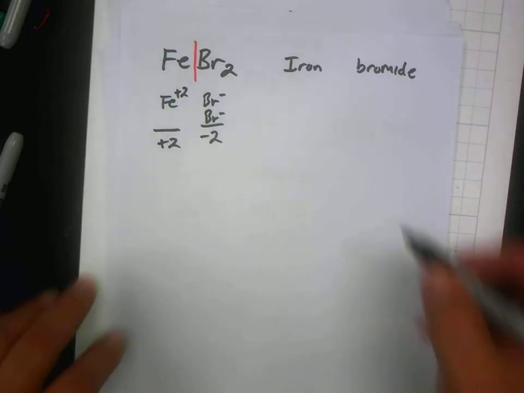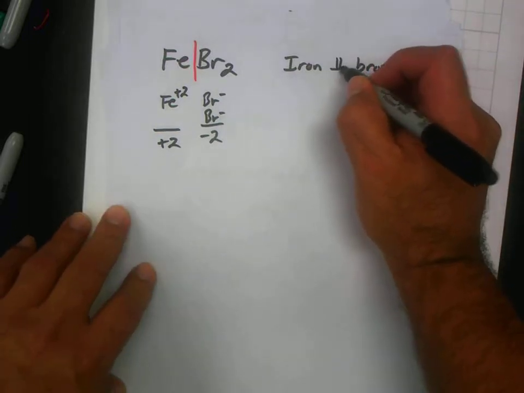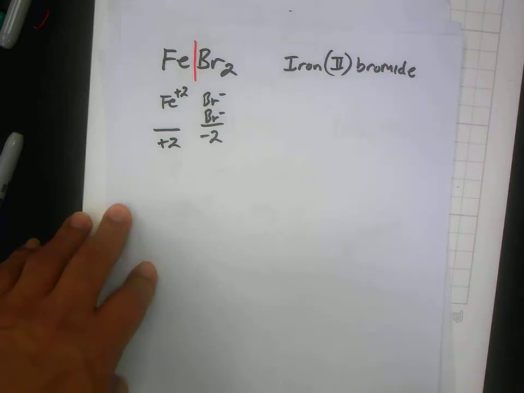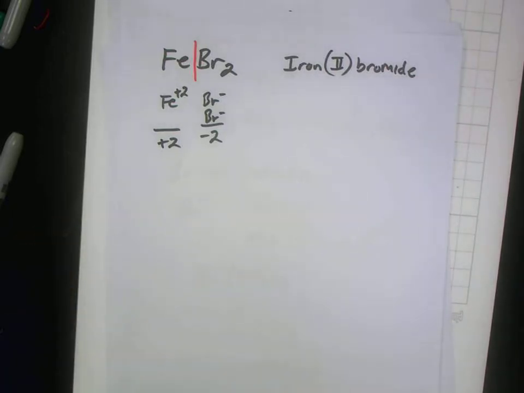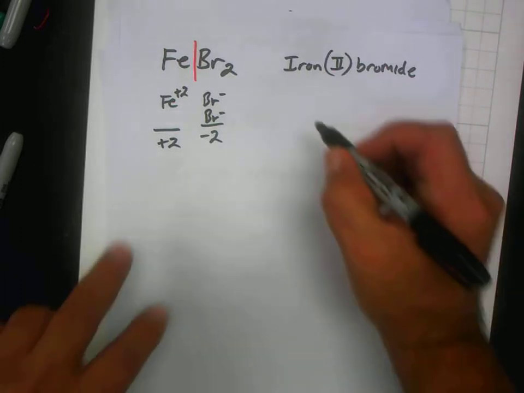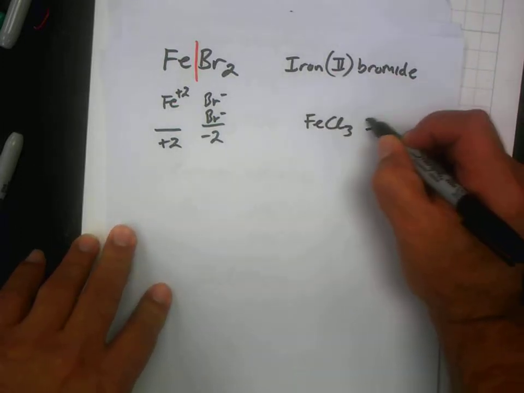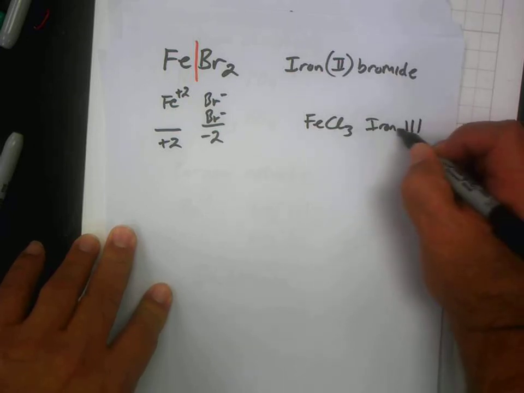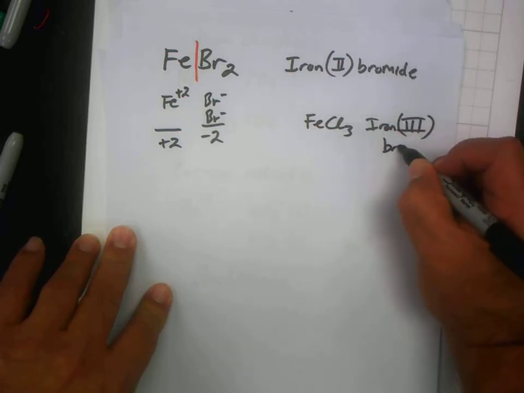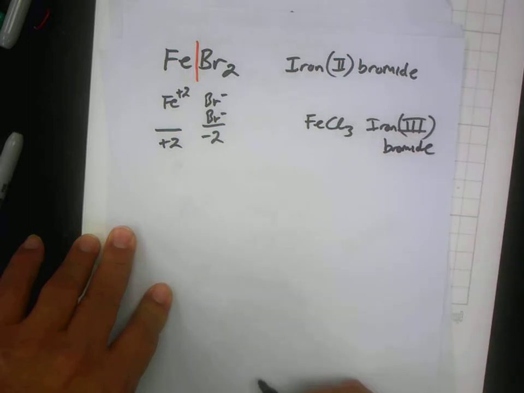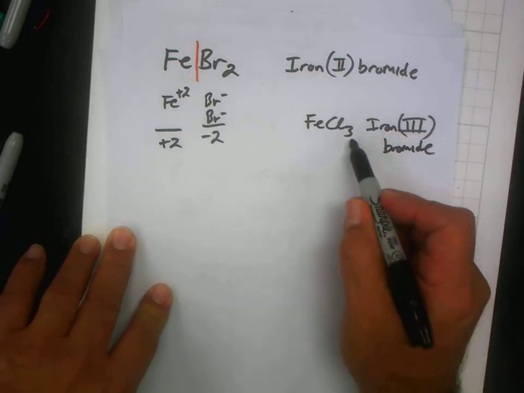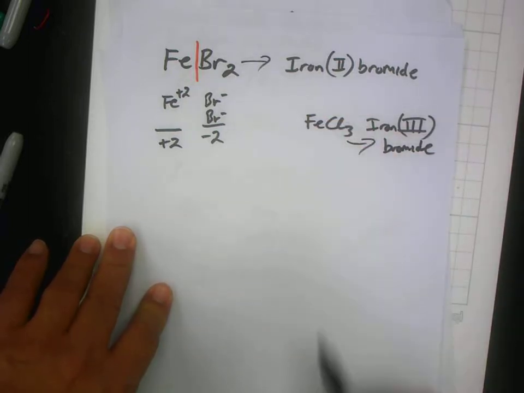Right? We calculate it out. So we're going to call this one iron 2 bromide. Iron bromide is not enough because there's iron 2 bromide and there's iron 3 bromide. FeBr3 would be iron 3 bromide.